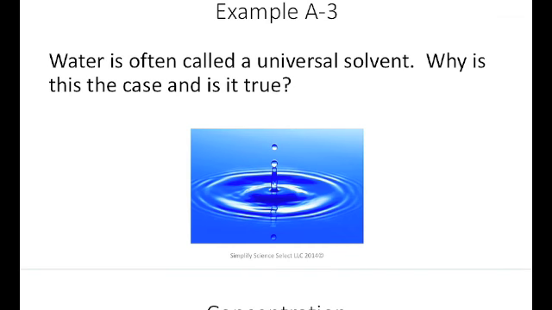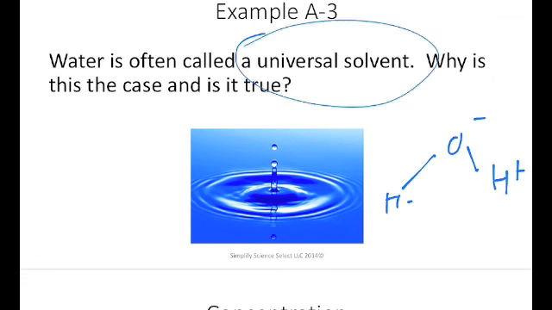In this one, it says water is often called the universal solvent. Why is this the case, and why is it not true? Water is very, very good at dissolving things. Its unique structure, the whole partial positives and partial negatives, means that it can dissolve lots of different substances. It can dissolve polar and ionic substances, and to some degree some nonpolar ones based on how it interacts. But it's not a universal solvent. There's no such thing as a universal solvent because you're not going to be able to get things like oil to dissolve in water. It's just not going to happen.